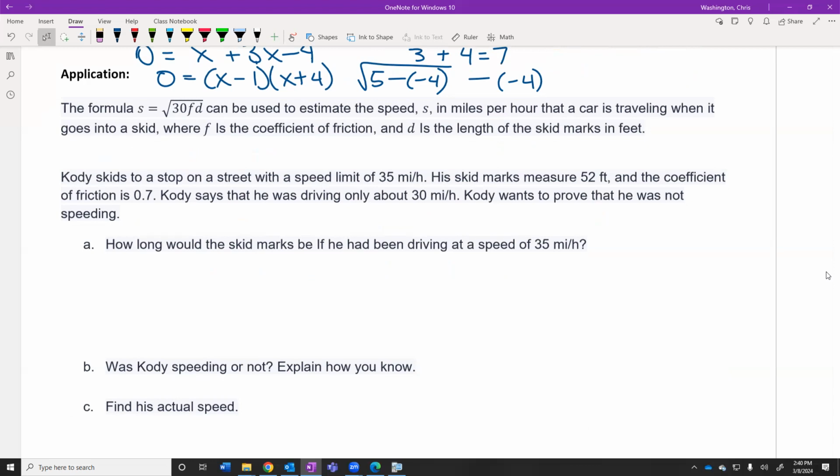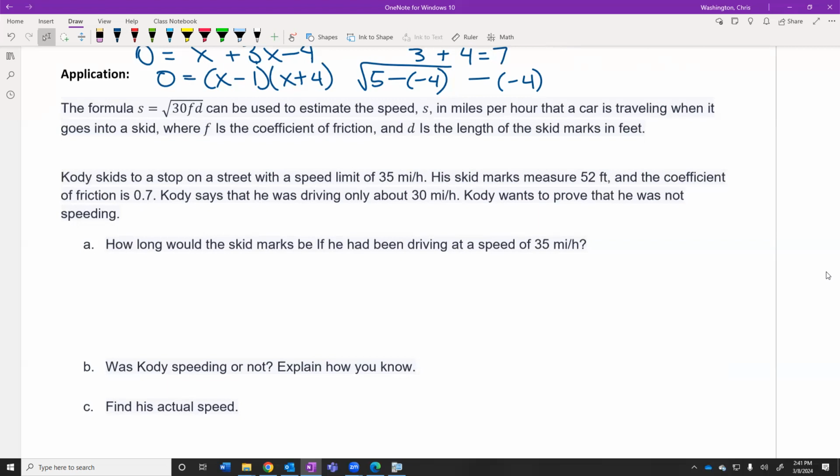Teaching you how to do math is cool and all, but if it's not applicable, there's no point in really learning it. So I try to show you how we can use this before you even ask. So here we go. The formula: S equals the square root of 30 F D. If you're in physics, you might have seen this the other day when the state patrol guy was here. It can be used to estimate the speed in miles per hour that a car is traveling when it goes into a skid. It slams on the brakes, the wheels lock up, and that car is just sliding across the top of the pavement or the asphalt.